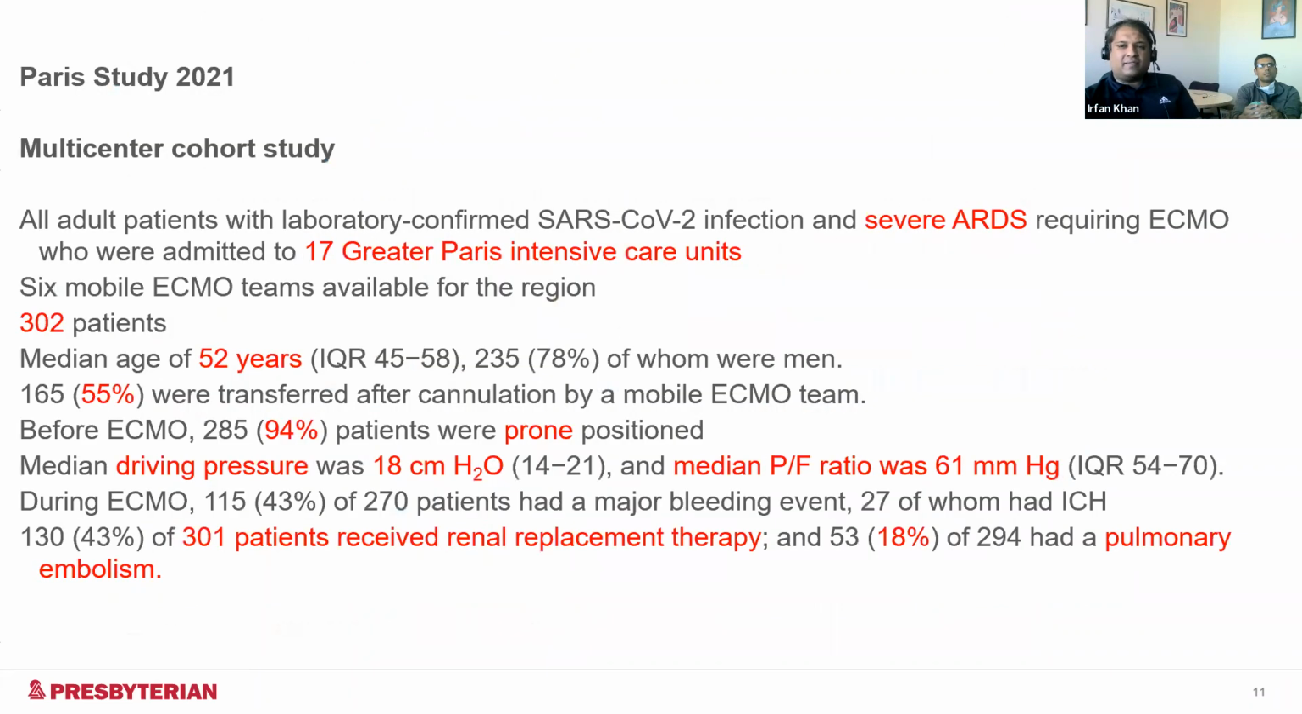Basically, this is a study that was done in Paris. 17 different centers or ICUs in Paris were involved in this. They looked at patients with severe ARDS requiring ECMO. About 300 patients were involved. 55% of their patients were cannulated at another center and then brought to these centers. So it's almost like the hub and spoke kind of a model. The median age was 52 years. They tried to maintain lung protective ventilation. Almost all of them needed renal replacement therapy of some form.